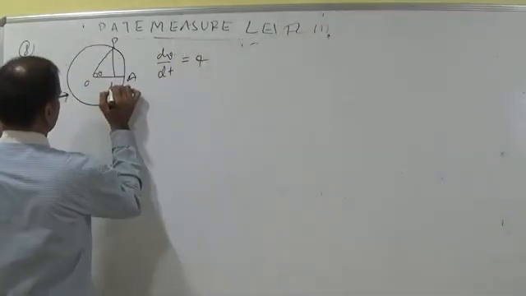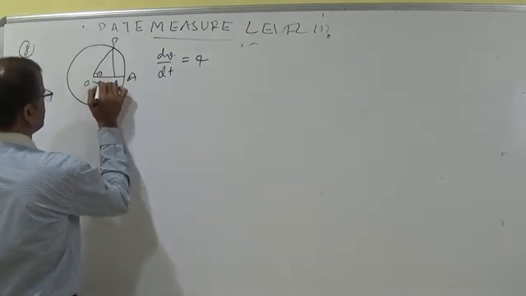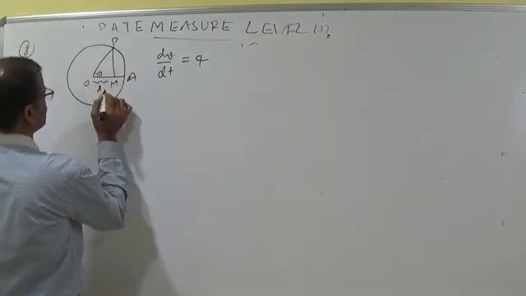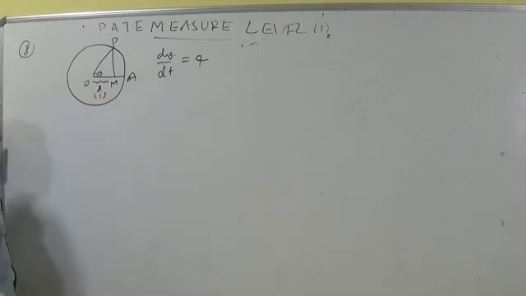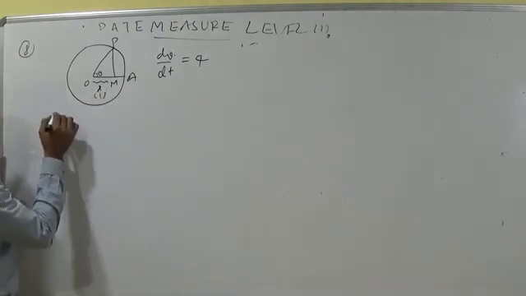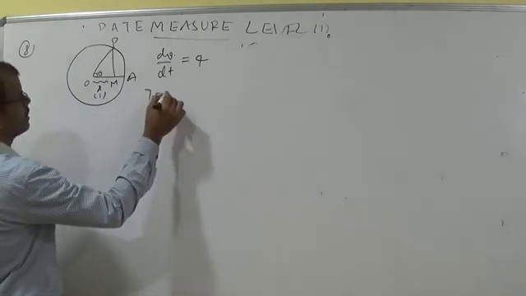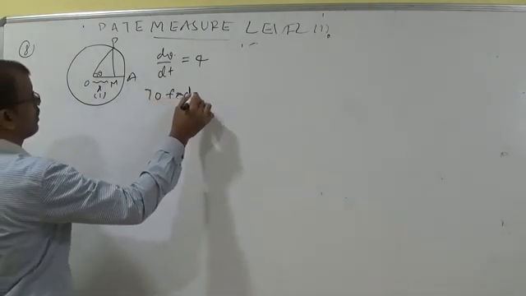When it is a distance of 1 unit from O, let it be x. If it is 1 unit, simply write it in brackets. That is the given value. So d theta by dt is given. Now what should we find out?